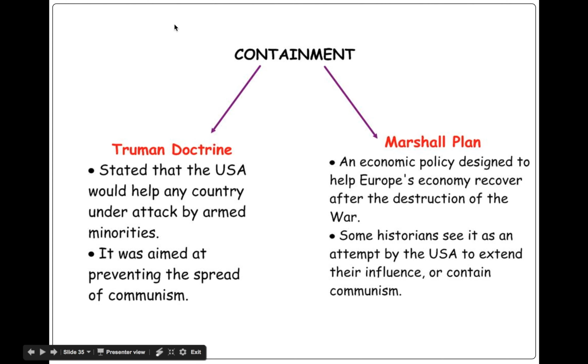So you have the containment plan here, and from that, wanting to keep communism where it already was and not having it spread, the plans to do that, or the aid to help that happen, are the Truman Doctrine and the Marshall Plan.